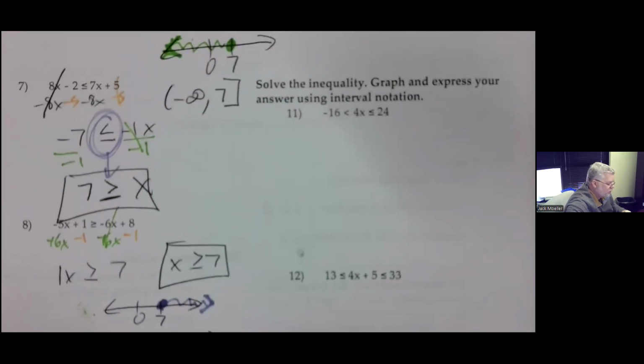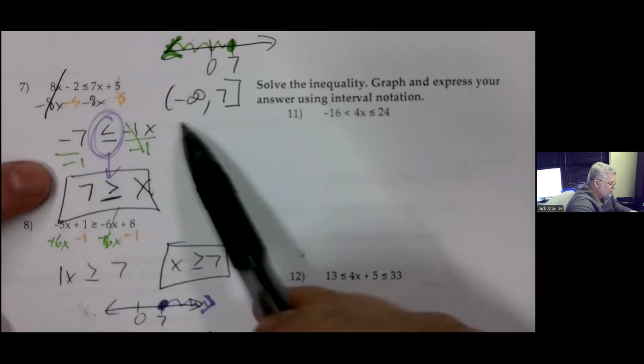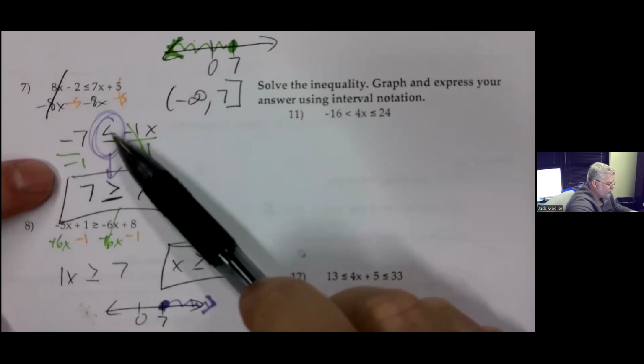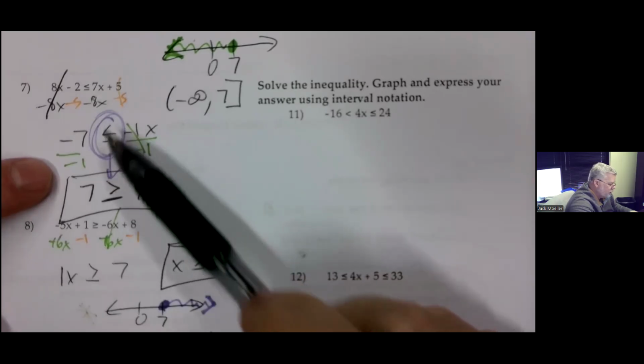Like I said, the solving process is the same as solving equations, unless at the very end you divide by a negative, then you do need to flip the sign: less than becomes greater than, and greater than becomes less than.